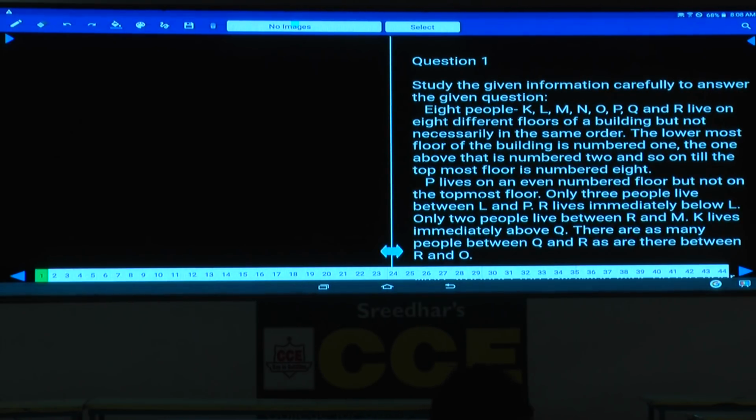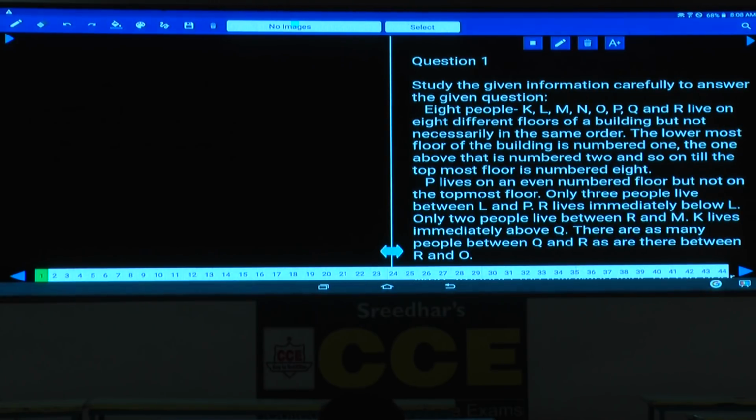This is paper number 20581, question numbers 1 to 5. These 5 questions are based on 8 people living on 8 different floors of a building. Eight persons K, L, M, N, O, P, Q, and R live on 8 different floors of a building, but not necessarily in the same order.